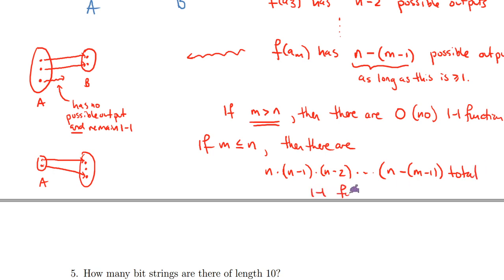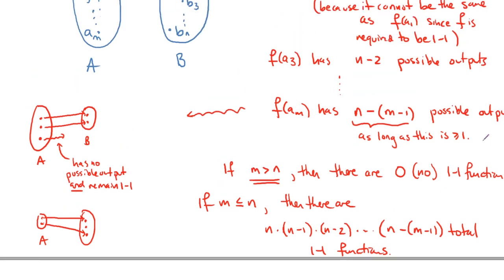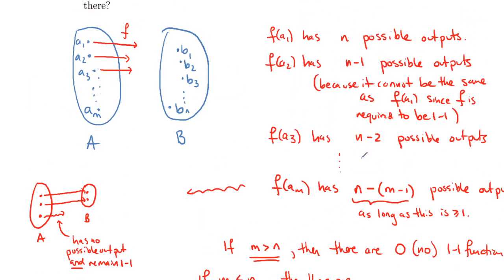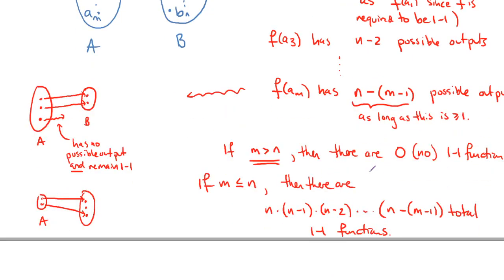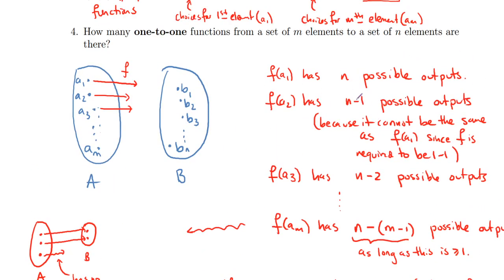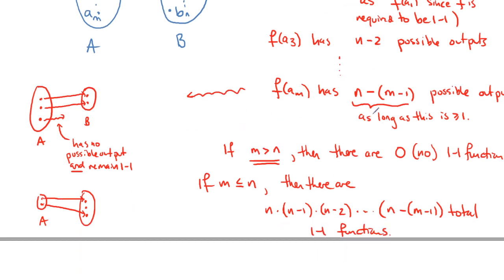one-to-one functions, right? So that's just multiplying all these possible output choices that we had before. Right, so we had n for the first one, n minus 1, n minus 2, and so on and so forth until you get to the last one, and we'll have n minus (m minus 1) total.